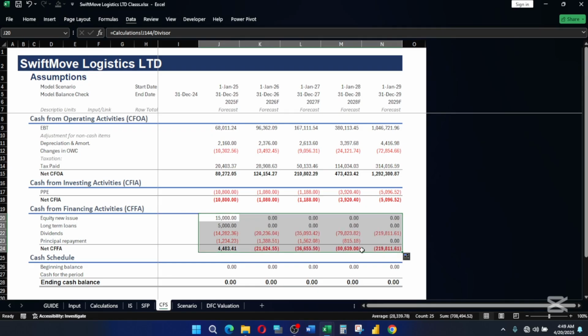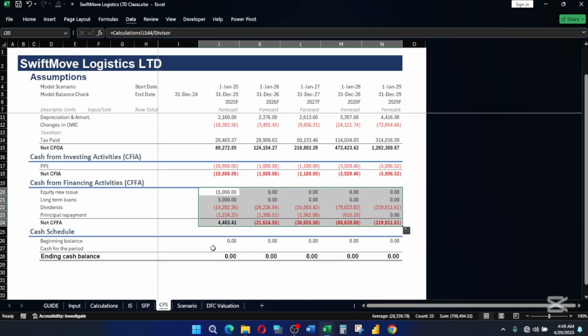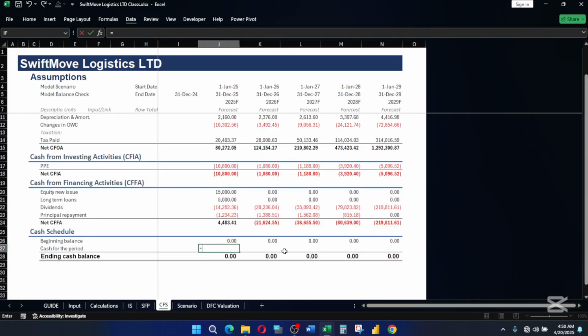Now you can see this is what we have right now. So we come back here, we say okay, now this is going to be what? This is going to be equal to what we have here.